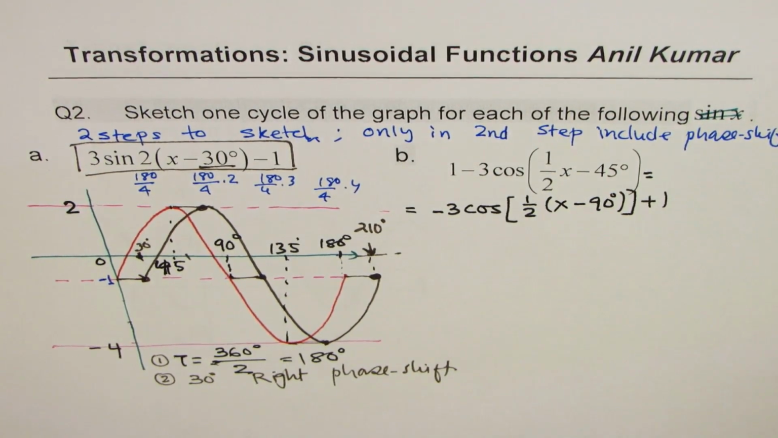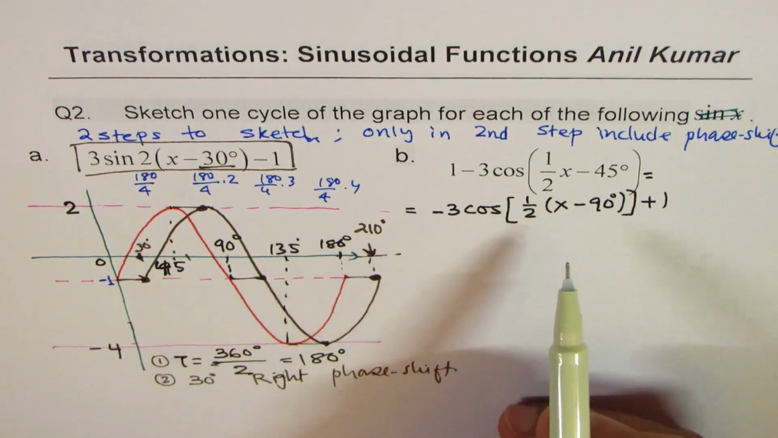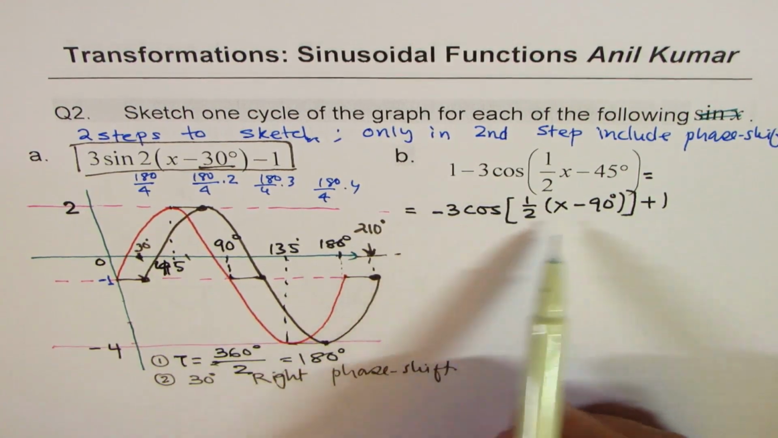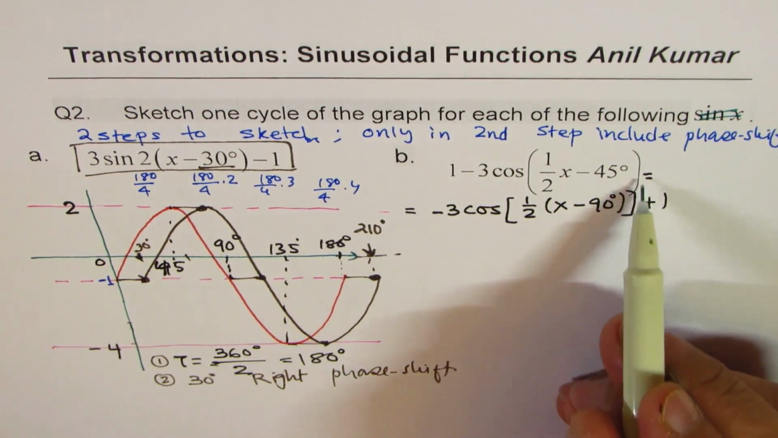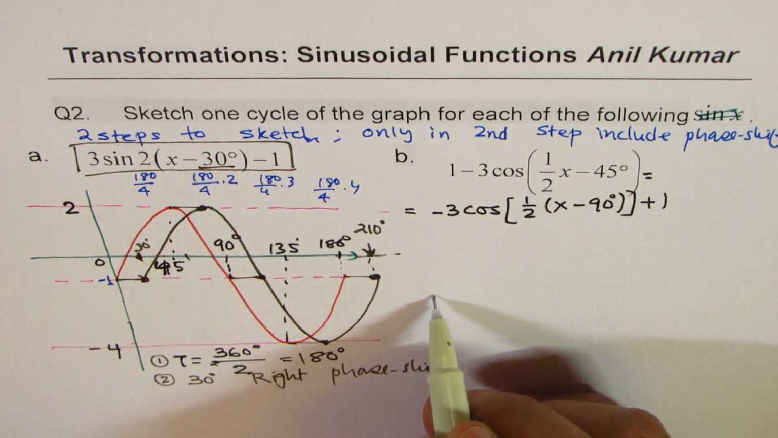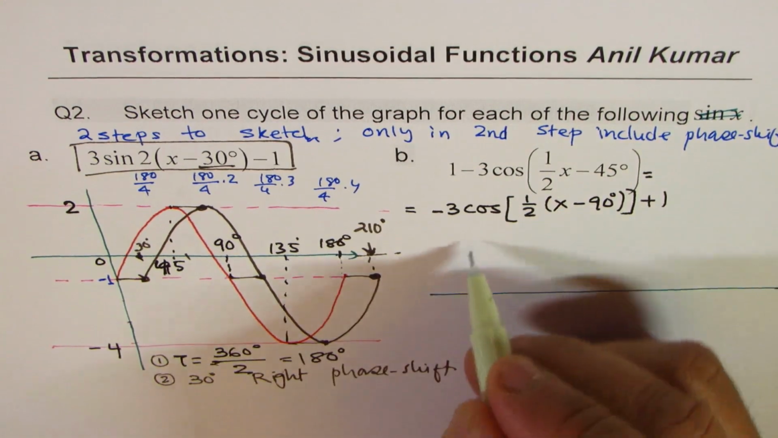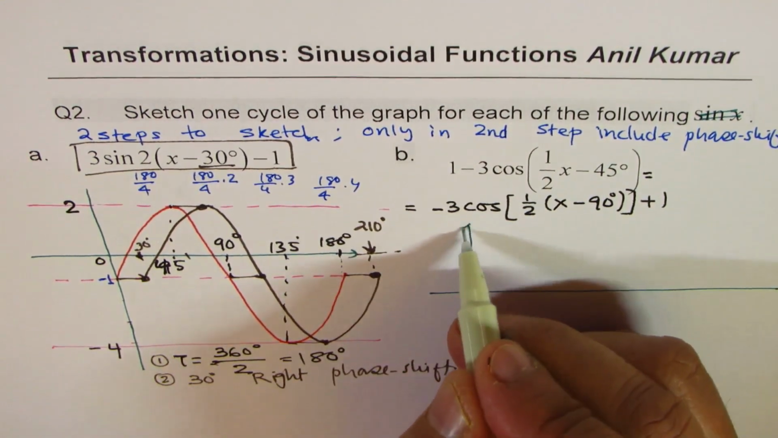Now I hope it becomes simpler to sketch this function. As part of an exercise, you should write the transformations first and then sketch. Okay, this time we are moving up, so I'll take my scale a bit down, right? So I'll sketch from here. Okay, so let's say this is our scale.